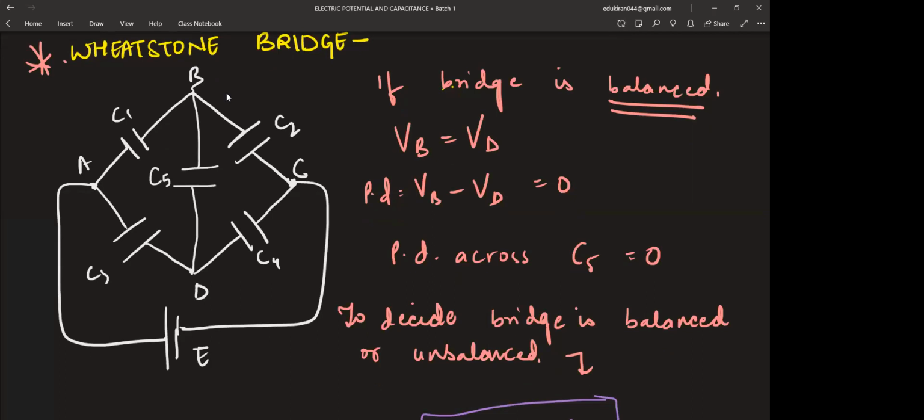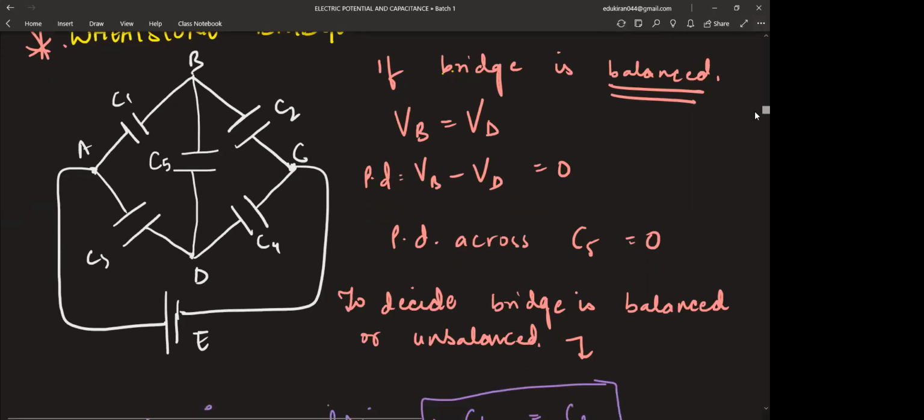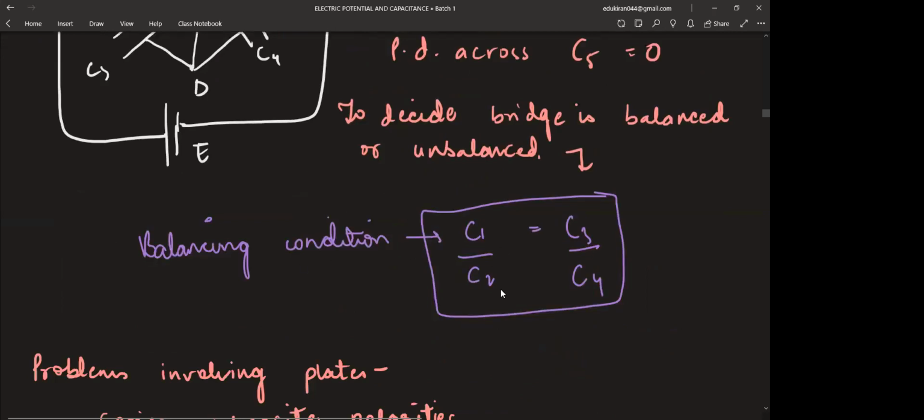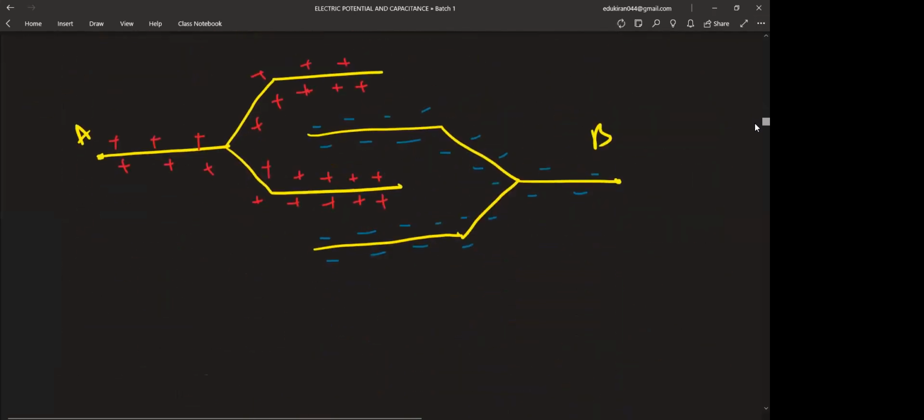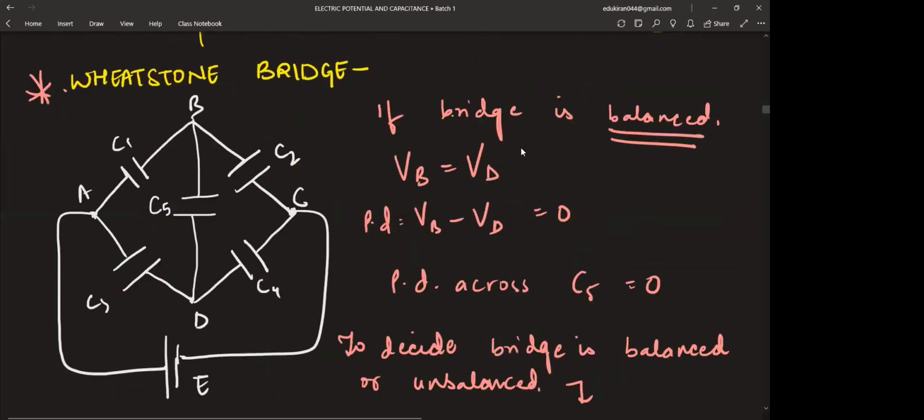One more thing, class: how can you decide whether the bridge is balanced or unbalanced? Take the ratio of C1 by C2. If it is equal to C3 by C4, your bridge is balanced. So the balancing condition is C1 by C2 is equal to C3 by C4. These are just small tips for the questions. Just write it down. There is one last type of question that I'll tell you about. First, write this down.